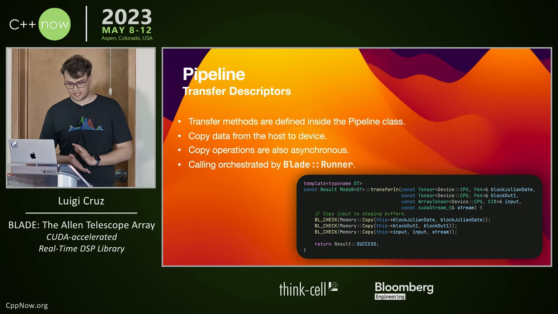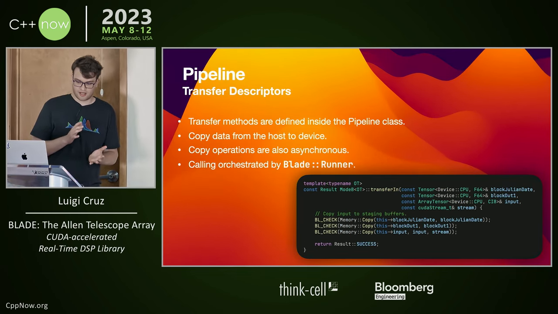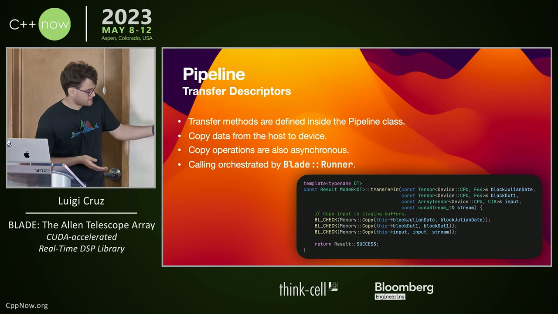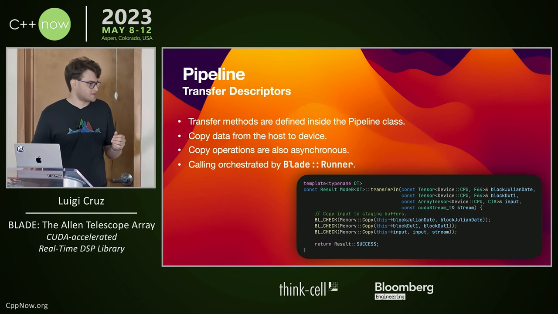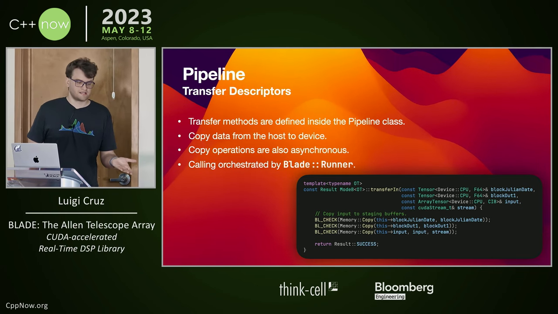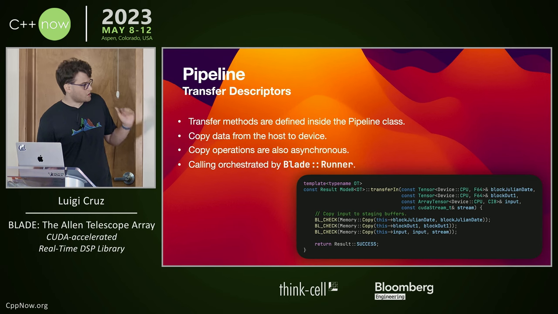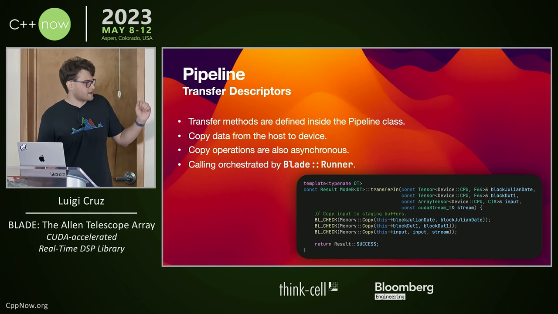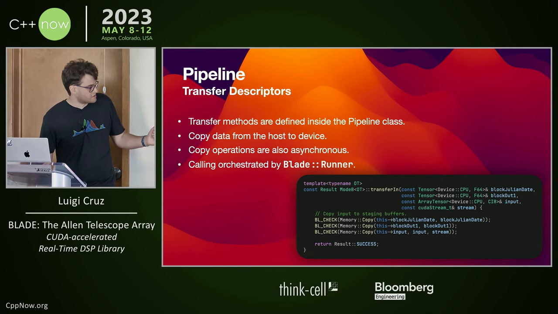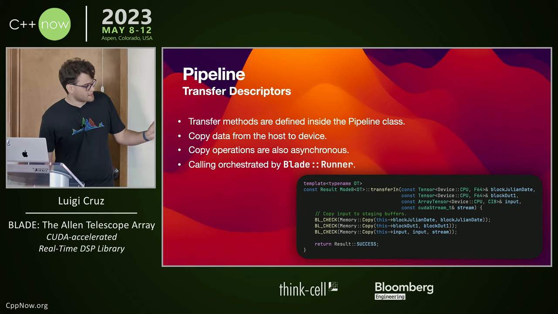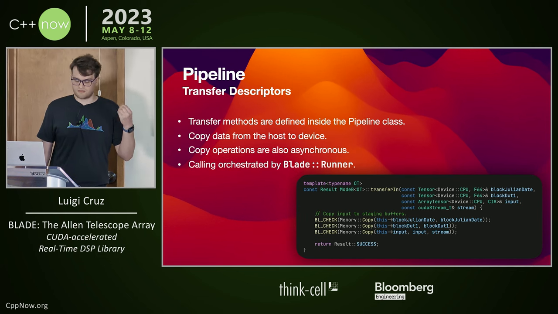This is the data that is transferred in and out of the module. This is the method that does that. The runner will call it when it's time. So when your CPU sends you data, it will call this function, and it's expecting CPU memory, and then it will call asynchronous copies to copy the data from CPU to GPU.